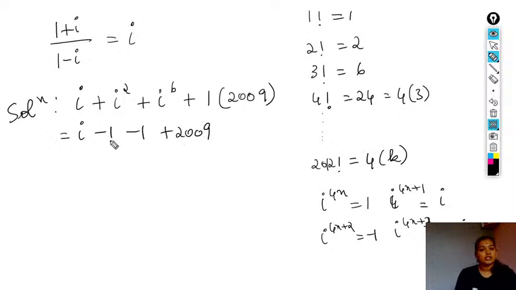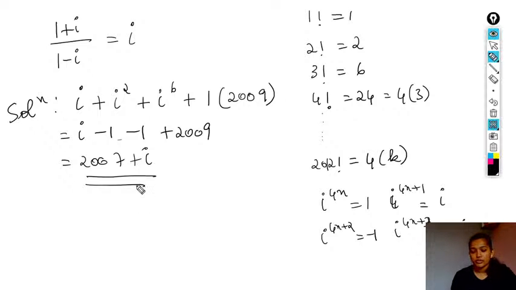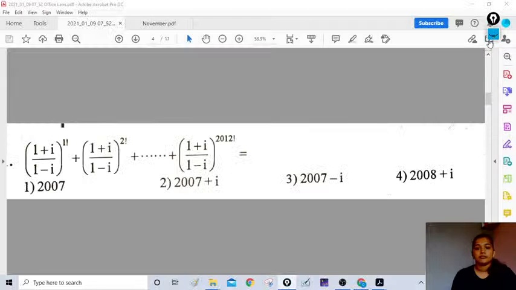So 2009 minus 2, the value will be 2007, and we have plus iota here. So this will be the right answer for the question, students. So option number 2 will be the correct answer for this given question here. Yes, did you all follow the solution?